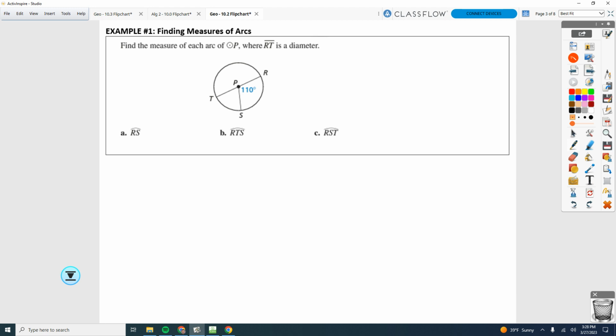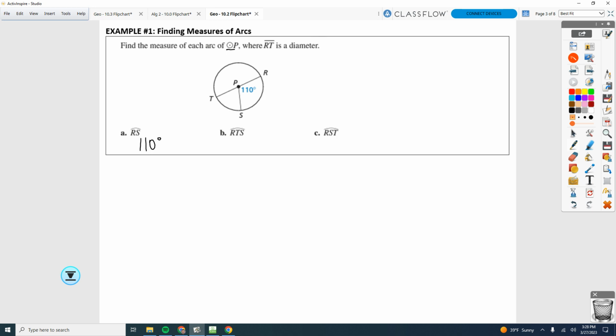It says find the measure of each arc of circle P. Also, I forgot to mention, that little circle with a dot in the middle says that that is a circle at center P. And then RT is a diameter. Remember, a diameter is going to split the circle in half, so the arc measure is always going to be 180. RS is going to be 110. It's just going to be the same as the central angle.